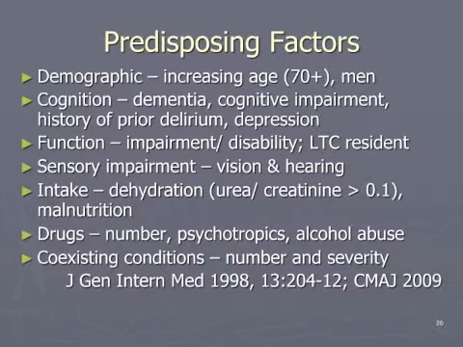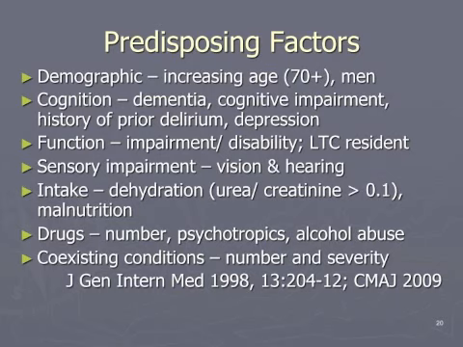Now, predisposing factors, a number of them are straightforward. They're demographic: increasing age, particularly being above the age of 70. Men seem to be more likely to develop delirium than women. The strongest risk factor, the most consistent one, has been pre-existing dementia or cognitive impairment. So if you have a dementia, you're at very high risk for developing a delirium.